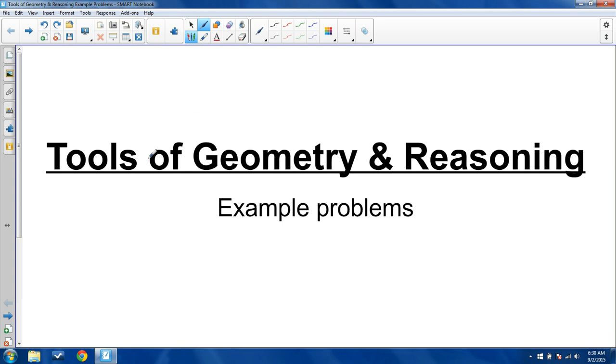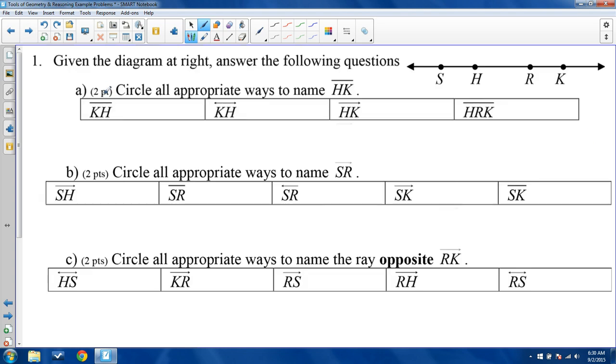Hello and welcome. You are looking at example problems covering tools of geometry and then some reasoning problems. I should probably just put this in parentheses. Reasoning using algebra, solving algebraic equations with some geometry setup. Okay, let's start straight ahead with number one.